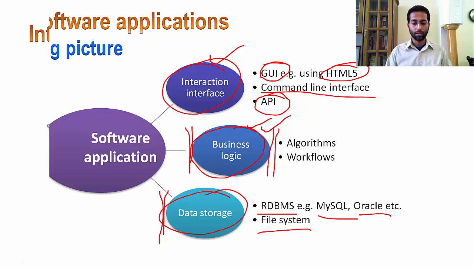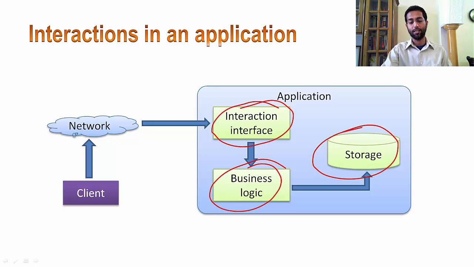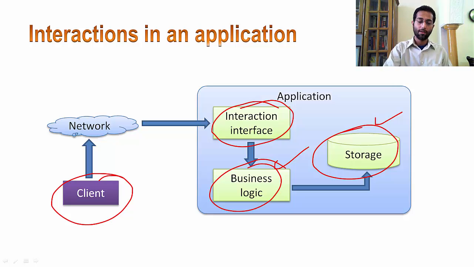Now, if you take a look at another view of the application, we have seen that an application consists of these three major elements: the interaction interface, the business logic, and the storage. A client, for example through a browser, may connect to the interaction interface and perform various steps.